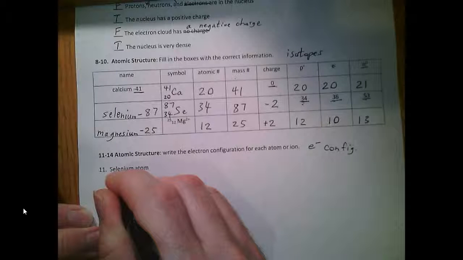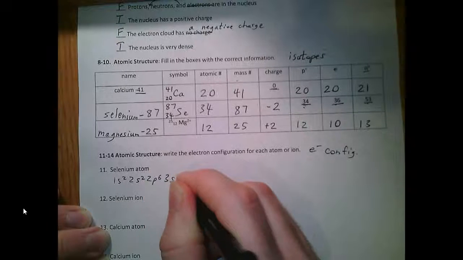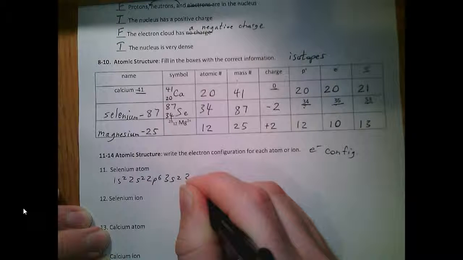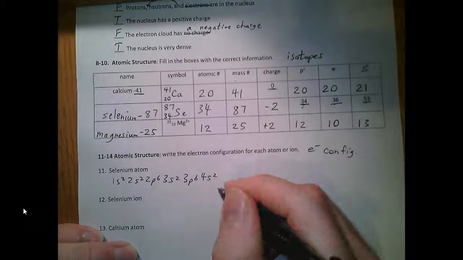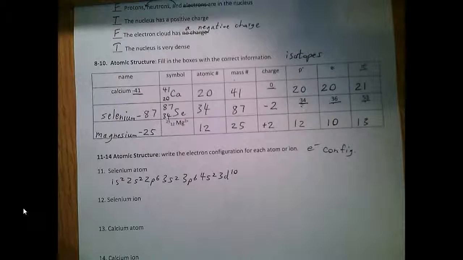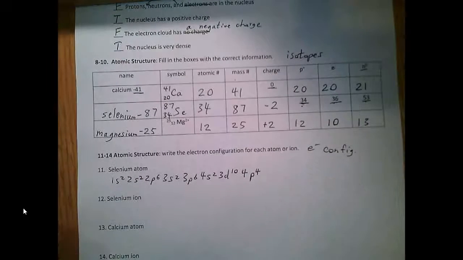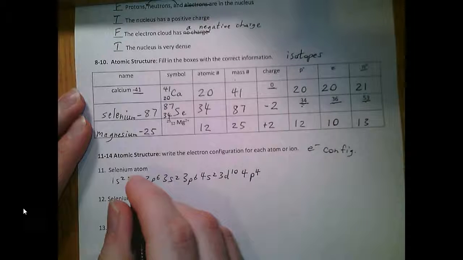So we go 1s2, 2s2, 2p6, 3s2, 3p6, just like I said just now, and 4s2, 3d10, and I believe it was 4p4. Yeah, 4p4. All right, that's the selenium atom.